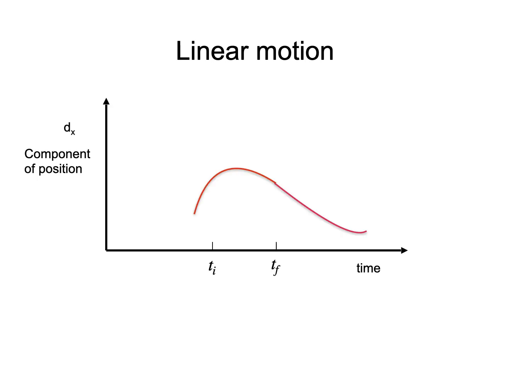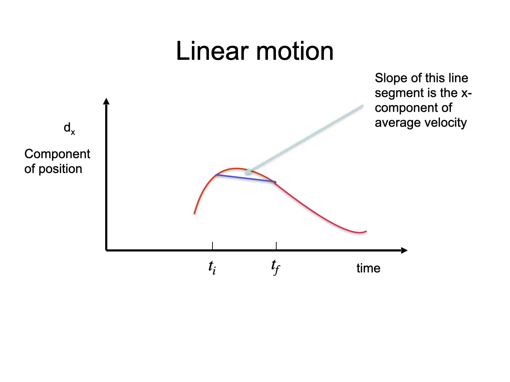Let us look at a one-dimensional case. Here is a component of position versus time graph. For the interval Ti to Tf, you can draw a line from the point Ti, di to the point Tf, df. We know already that the slope of this line is the x component of the average velocity. If you bring the Tf close to the Ti, the line segment joining Ti, di to Tf, df becomes nearly parallel to the red curve when Tf is very close to Ti.